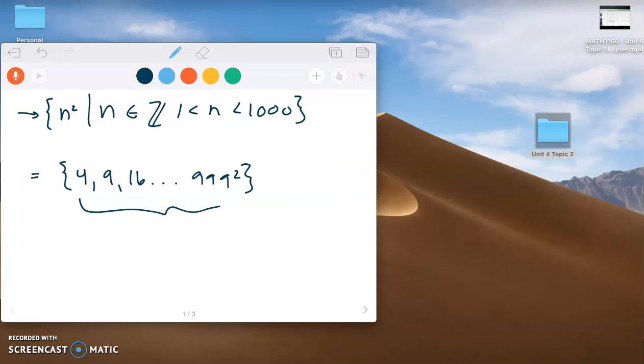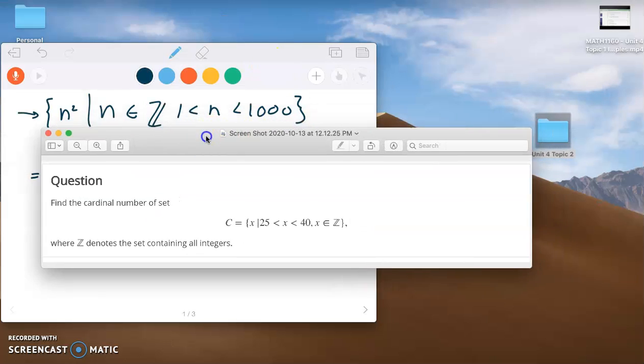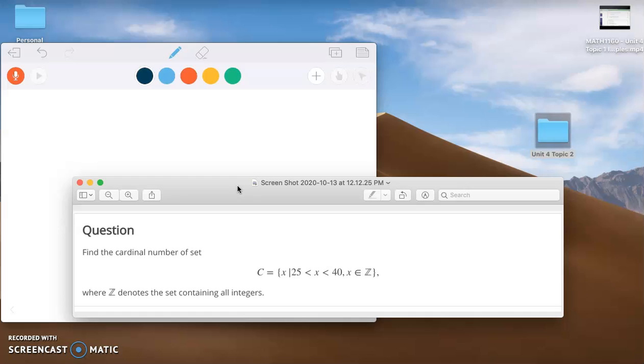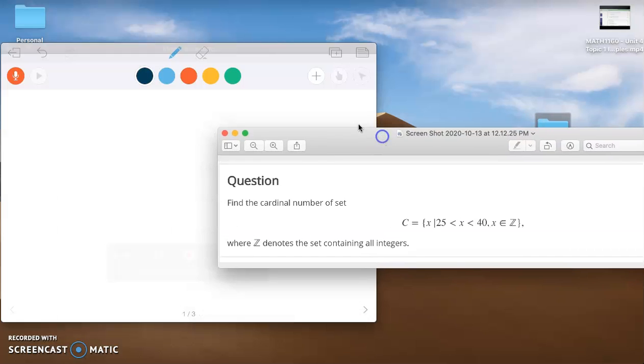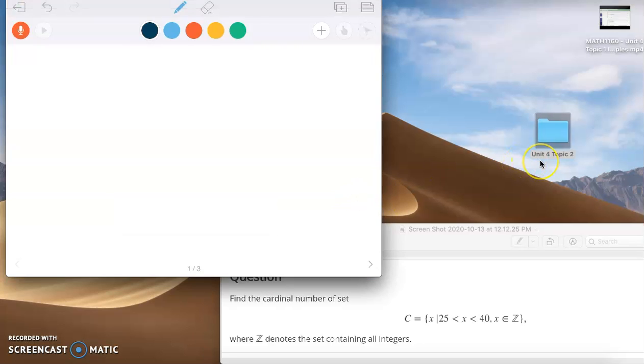All right, let's look at example 6. Just 2 more, so let's go through these so you guys can get a better idea of what you're looking at. All right, find the cardinal number of the set. The cardinal number is how many elements are in that set. So let's take a look at this one. There we go. So we have the set C equal to x such that x is between 25 and 40.